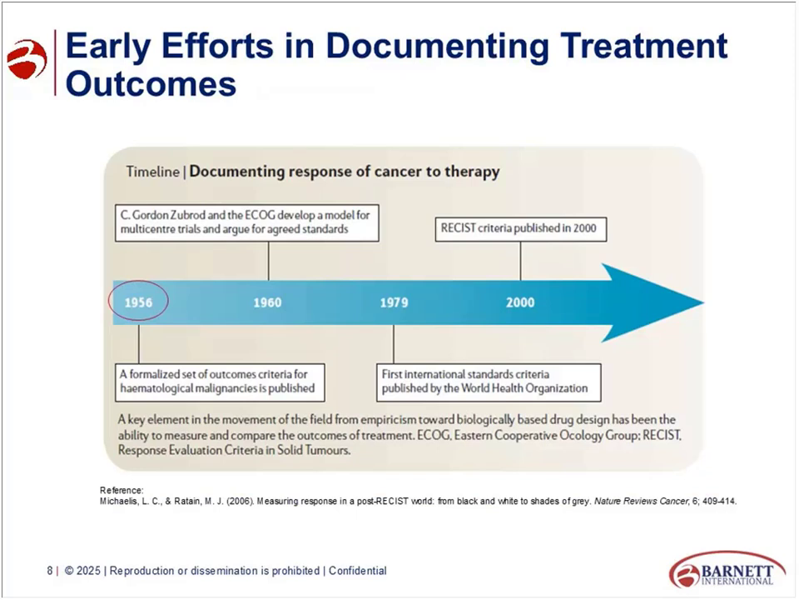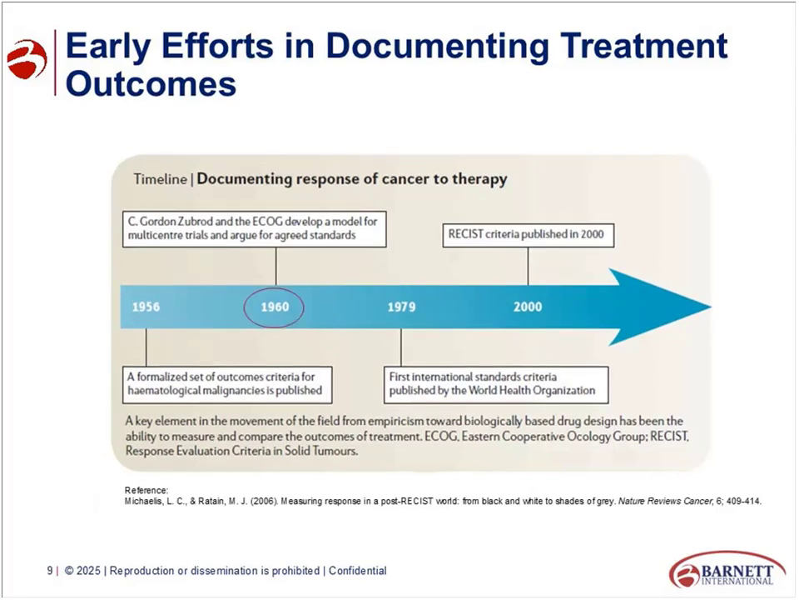So initial attempts to standardize tumor response assessments began in the 1940s, and one of the first standardized response criteria was developed by Sidney Farber at Boston's Children's Hospital, and his team developed a criteria to assess progression in pediatric patients receiving treatment for acute lymphoid leukemia. And in 1956, the team published a formalized set of outcome criteria for hematological malignancies, and that formed the basis of the criteria that's still used today in this therapeutic area.